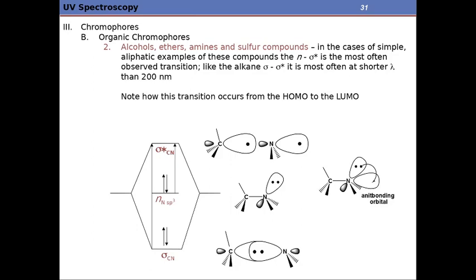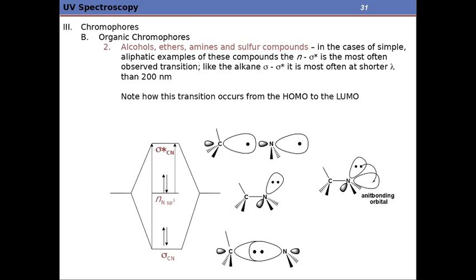And then another type of chromophore would be a heteroatom directly bound to a carbon atom, such as the ones in alcohols, ethers, amines, and sulfur compounds. In alcohols, we have oxygen directly bound to a carbon, and it's the same thing in ethers. In amines, we have nitrogen directly bound to a carbon. Then we have sulfur directly bound to carbon. All these heteroatoms are bound to carbon via a sigma bond, and these heteroatoms carry non-bonding electron density.